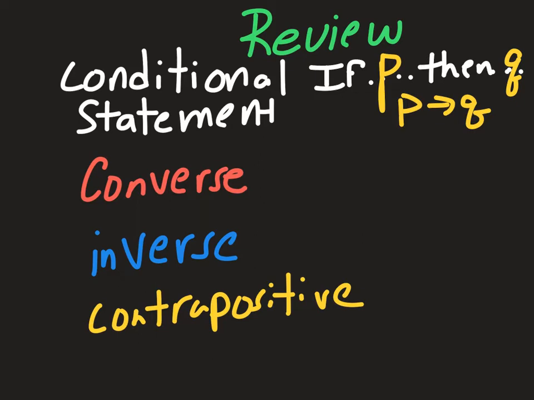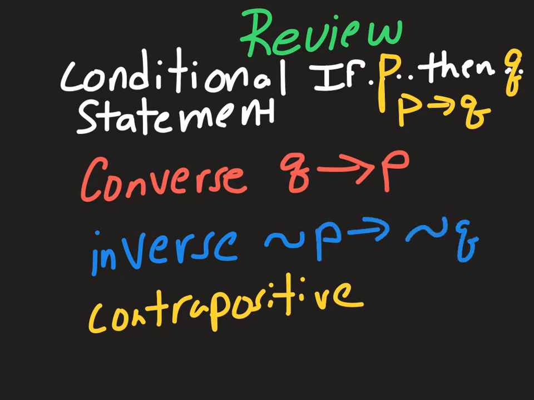Any conditional statement can be written in that form, although of course in English there are lots of ways to write them. Then we learned that given any conditional statement, there are three other forms associated with it. One was the converse, which goes in the opposite direction: you reverse the hypothesis and the conclusion, so it becomes Q implies P. Then the inverse goes the same direction as the original conditional, but the word not is added in front, so not P implies not Q. Symbolically, we represent the word not with that little squiggle sign.